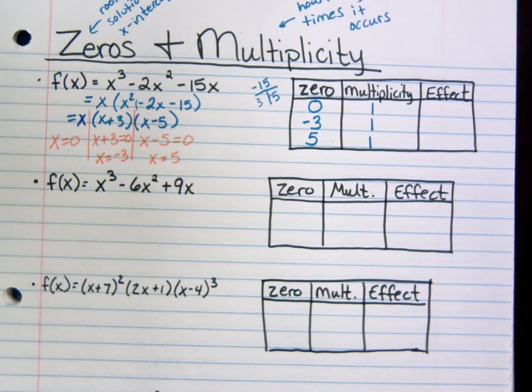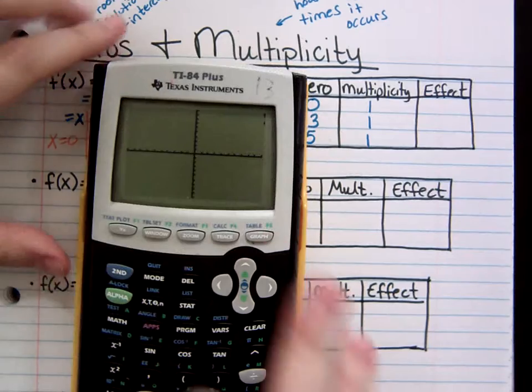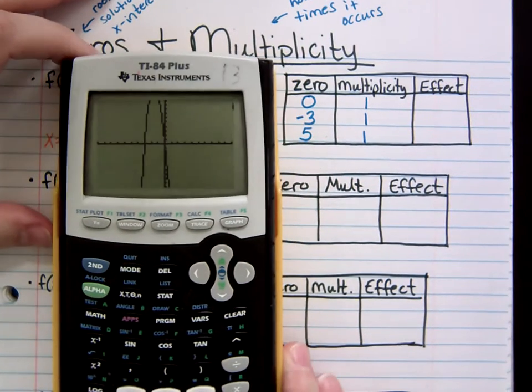Now your multiplicity basically describes the behavior of the graph at that location on the x-axis. And what's going to happen is either the graph is going to cross the x-axis at that location, or it's going to sort of bounce at that location. Now this one, you're not going to see any bounces. You'll see that in some other ones, but let's look at the graph of this.